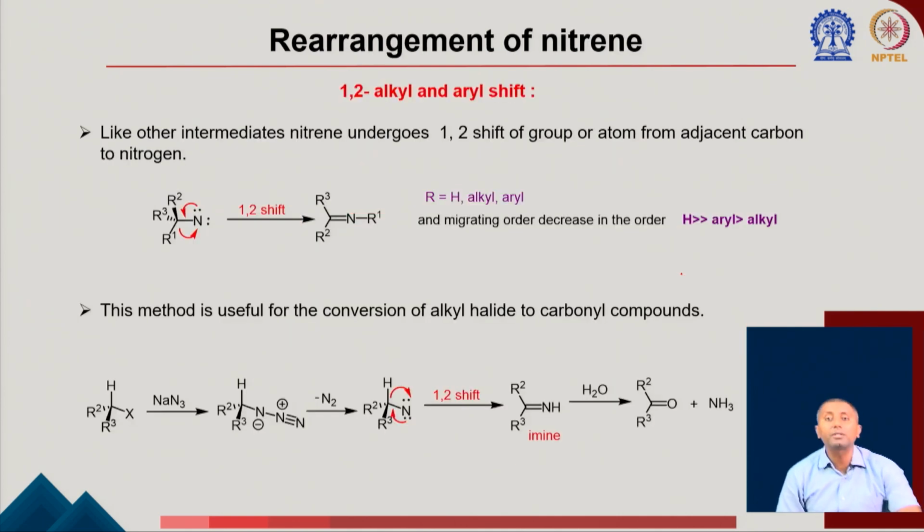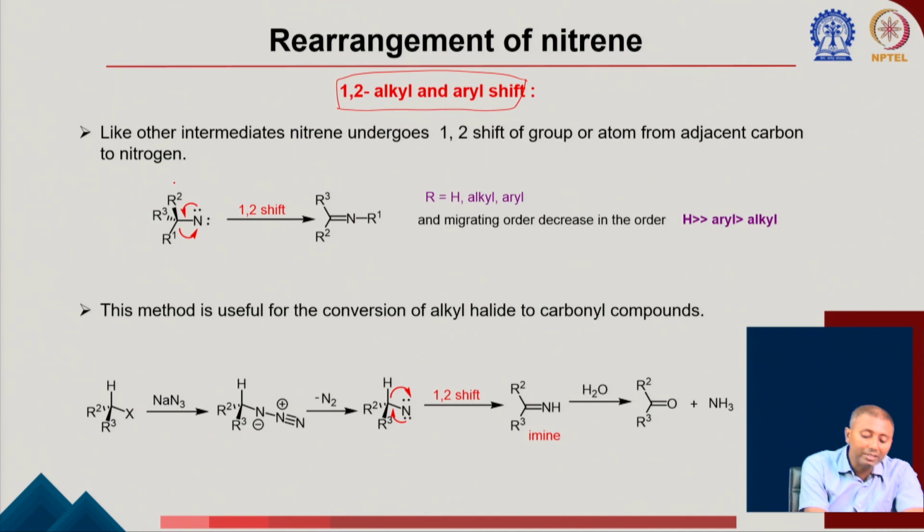Now there is another reaction called the rearrangement reaction of nitrene. There are 1,2 alkyl and aryl shifts. We talked about this type of 1,2 alkyl shift and aryl shift in the case of carbocation, if you remember. Then I talked about carbanion, where I mentioned that 1,2 alkyl shifts are not favorable, but aryl shifts are favorable because of the generation of a more stable carbanion. Here I am going to talk about what is going to happen in the case of nitrene also.